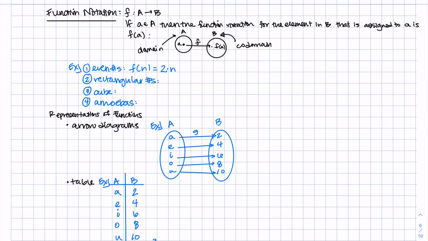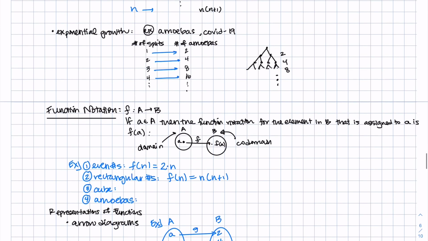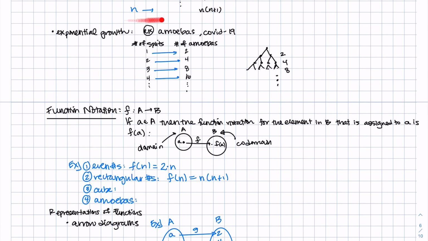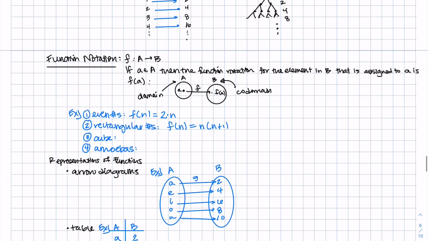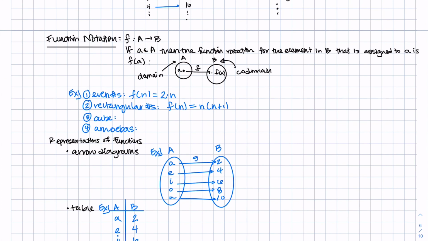For the rectangular numbers, we would say f of n is n times n plus 1, kind of using the same map we were talking about up here. So that's how I use function notation to write that same map. For cubes, I would say f of n is equal to n cubed. And for the amoebas example, I would say f of n equals 2 to the n. That's how I would write this.